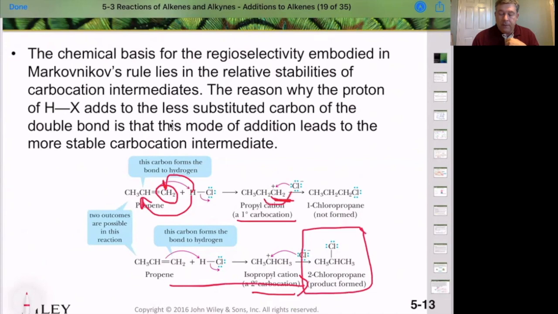And the fact that this primary carbocation is so much less stable than the secondary, we don't form that product at all. So Markovnikov's rule actually follows the rules of carbocation stability in its regioselective rule.